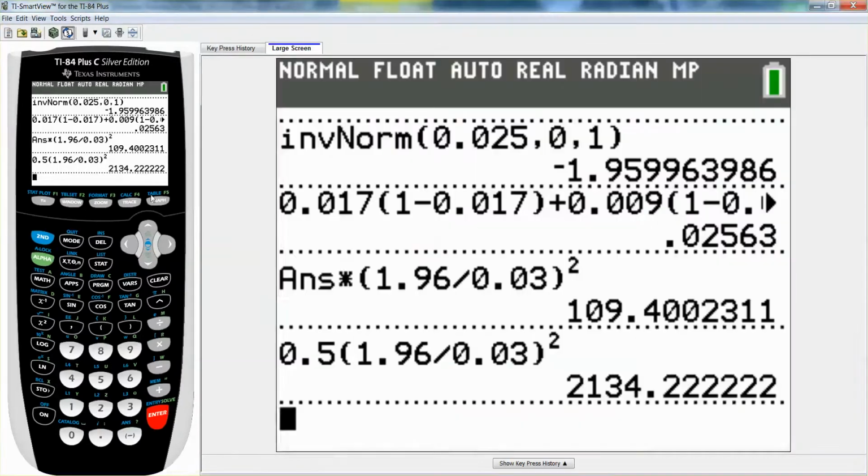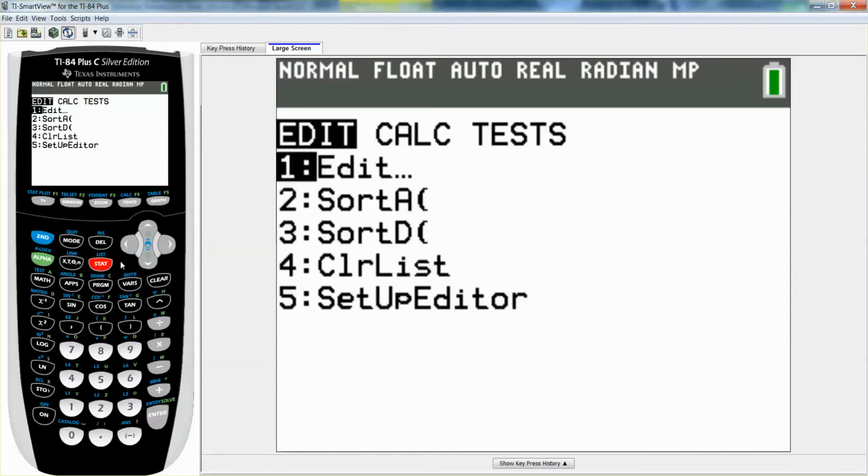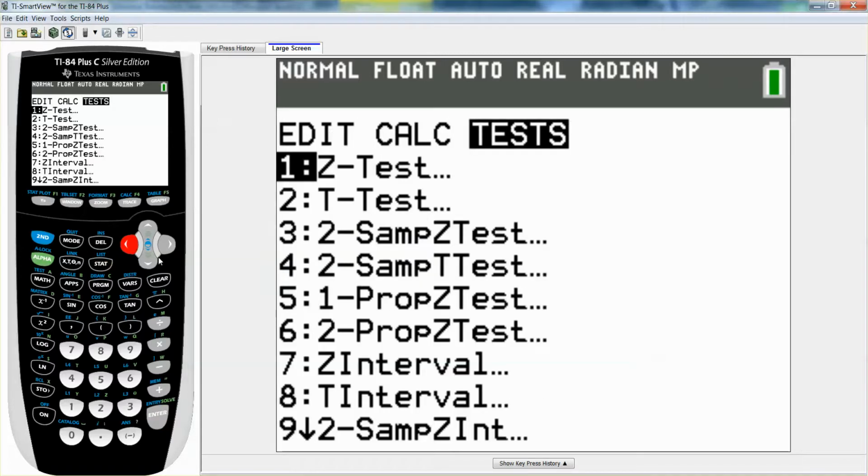So let me clear this out. You would go to stat, you would go to tests, and you would pick number 2 for t-test if you're making a test, or number 8 for interval if you're making an interval. There, those two. So they're actually very, very similar to what you did in chapter 10. It's just that it's differences now for pairs instead of individuals like it was in chapter 10.